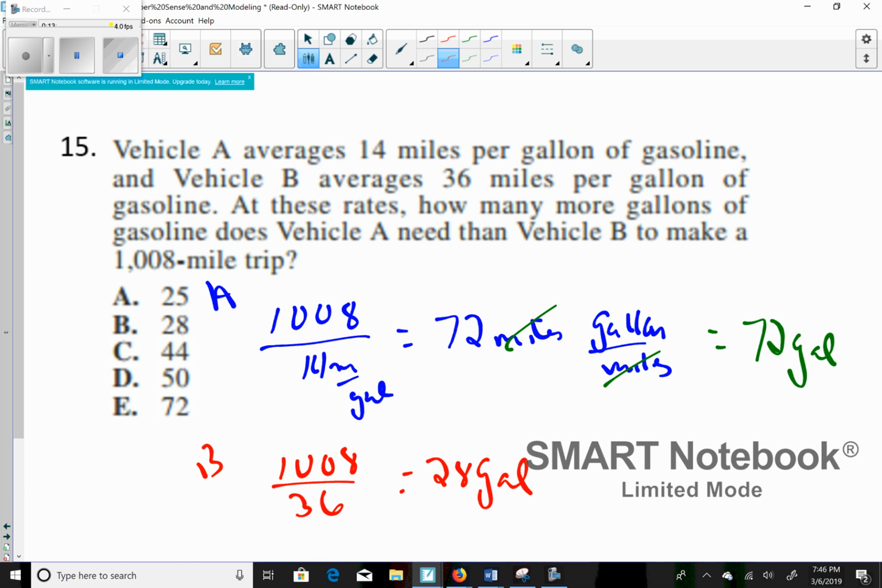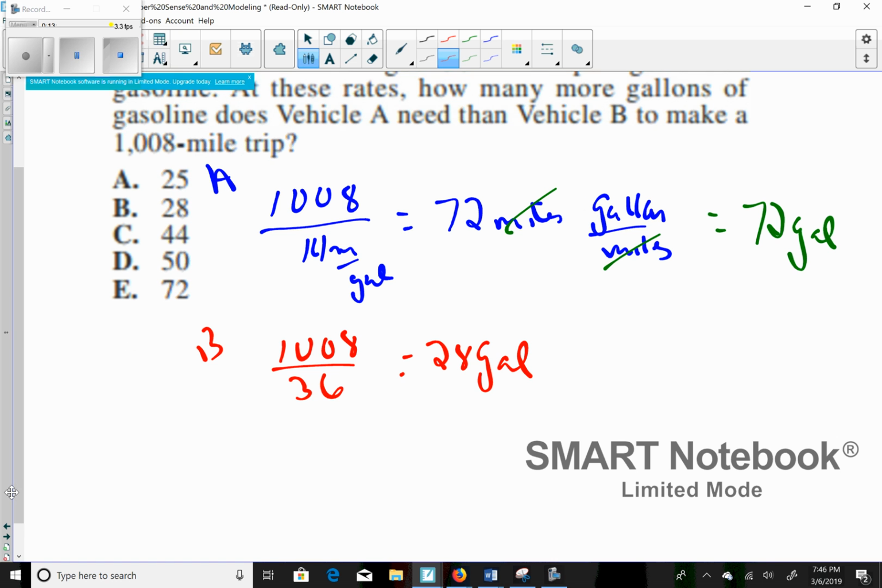And it wants to know how many more, so you're going to take 72 minus 28, and you end up with 44 gallons. So you're going to use 44 more gallons of gas driving vehicle A than vehicle B. And finally, the last one, 16.